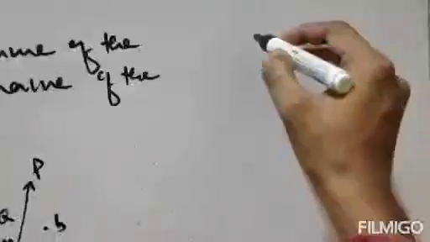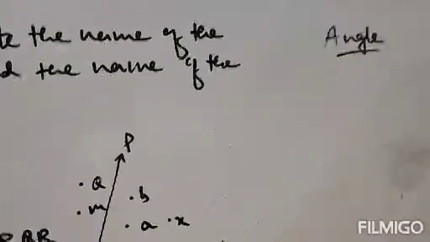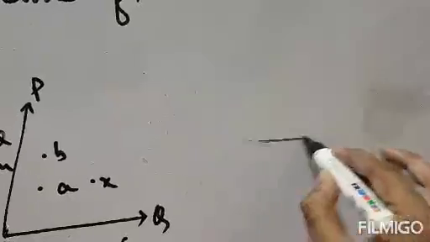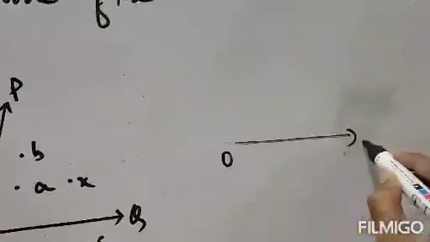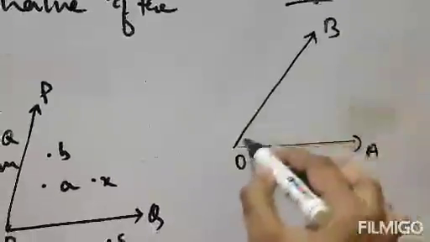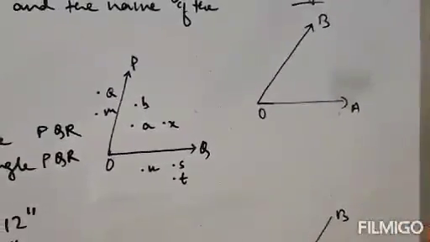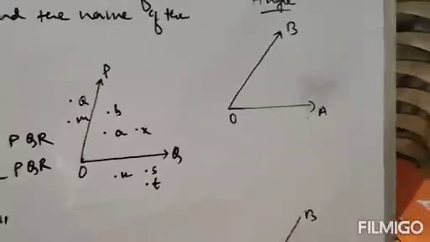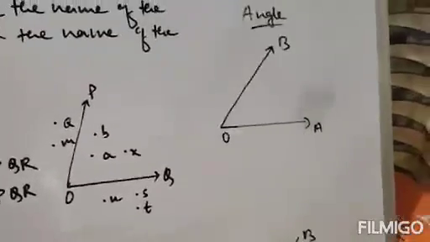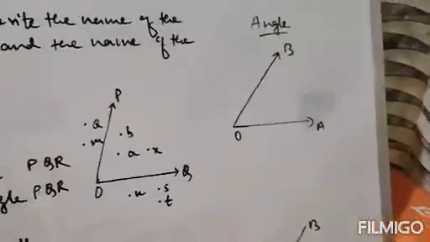So at first, what is an angle? Suppose we have two rays. One ray is OA and another ray is OB. We have two different rays, OA and OB. When two different rays start from the same fixed point, then they form an angle.